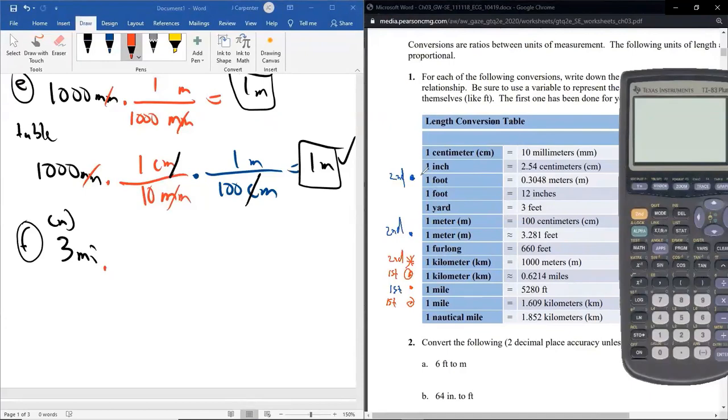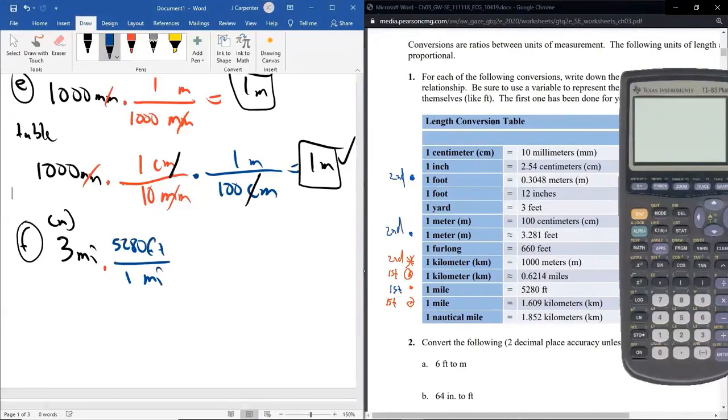So I'm actually going to take the blue path. This is the choice I made. So first, I'm going to go from miles to feet. So I'm going to multiply. Got to have miles in the bottom no matter what. Feet will go on the top. 1 mile is 5280 feet.